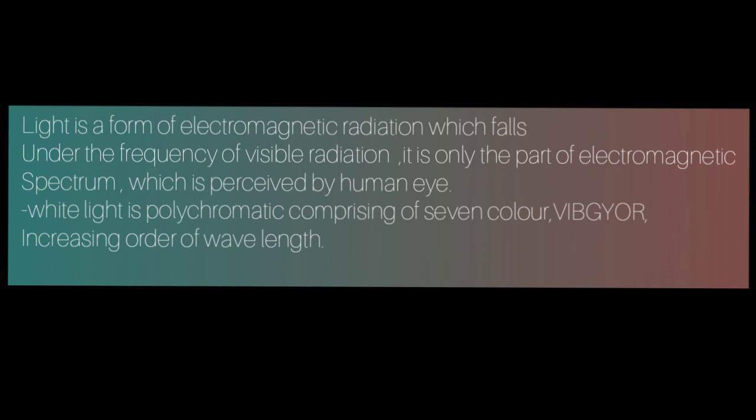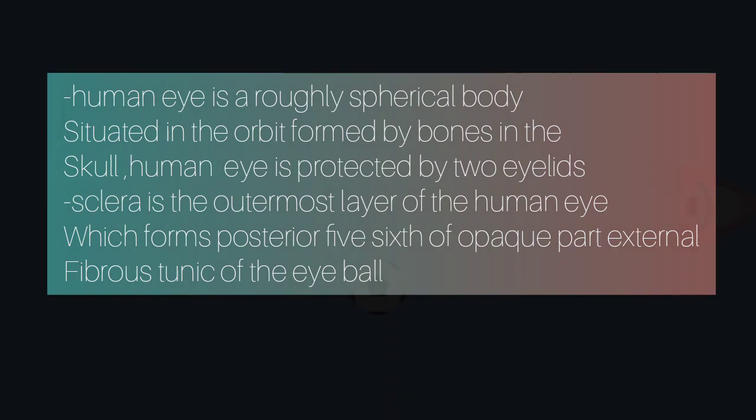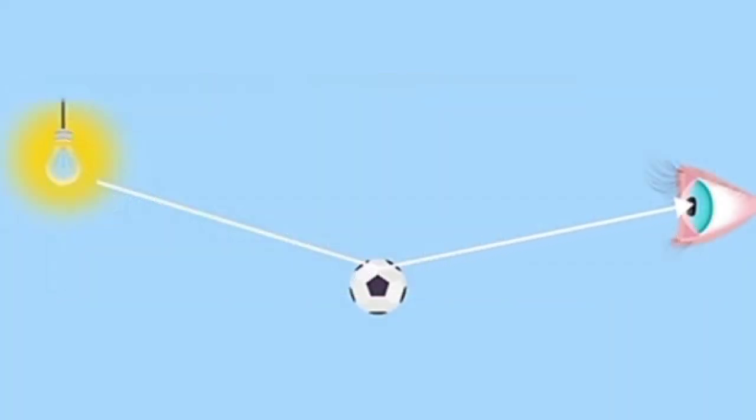The human eye is roughly a spherical body situated in the orbit formed by bones in the skull. The human eye is protected by 2 eyelids. Sclera is the outermost layer of the human eye, which forms the posterior 5/6 of the opaque part and the external fibrous tunic of the eyeball.